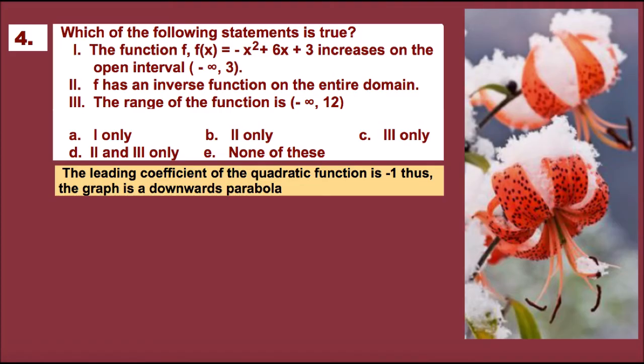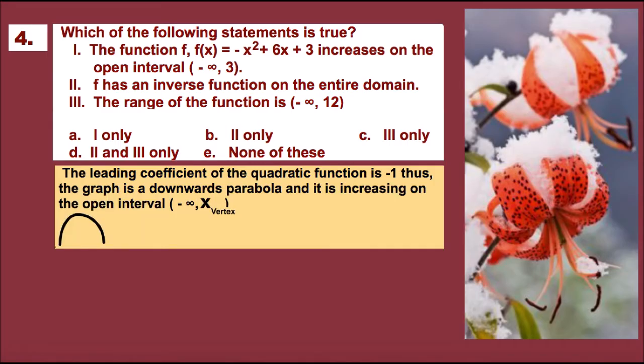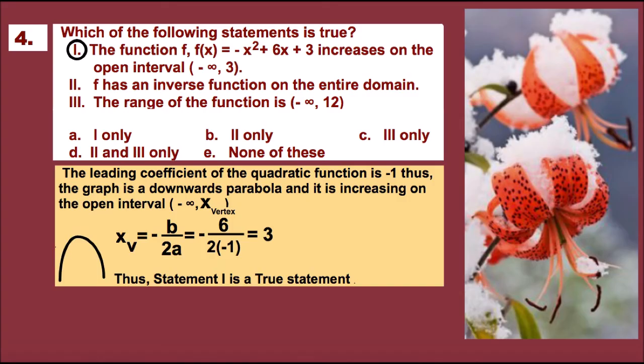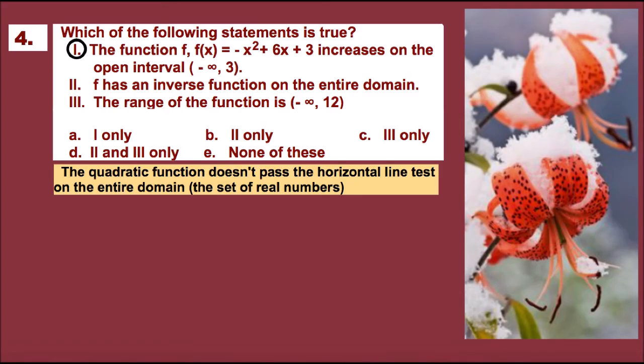The leading coefficient of the quadratic function is -1. Thus, the graph is a downwards parabola, and it is increasing on the open interval (-∞, x vertex). x vertex is equal to -b over 2a, which is equal to -6 over 2 times -1, which is 3. Thus, statement 1 is a true statement.